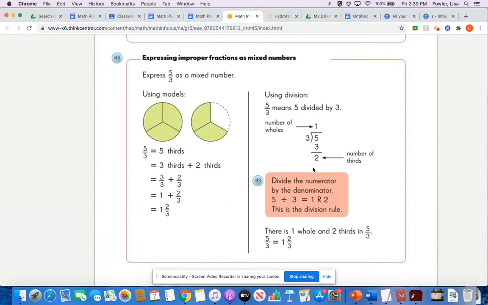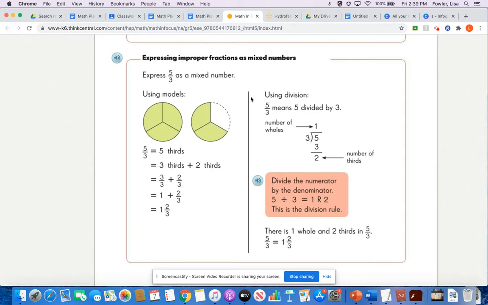Also, you learned about expressing improper fractions as mixed numbers. So you can express 5/3 as a mixed number using models such as this. So if you have thirds, you have 3/3 and 2/3, which is 5/3. You can write it as an improper fraction, or you can switch it over and say, okay, 5/3 is the same as 3/3 plus 2/3. 3/3 plus 2/3 is the same as 1 plus 2/3, which is the same as 1 and 2/3.